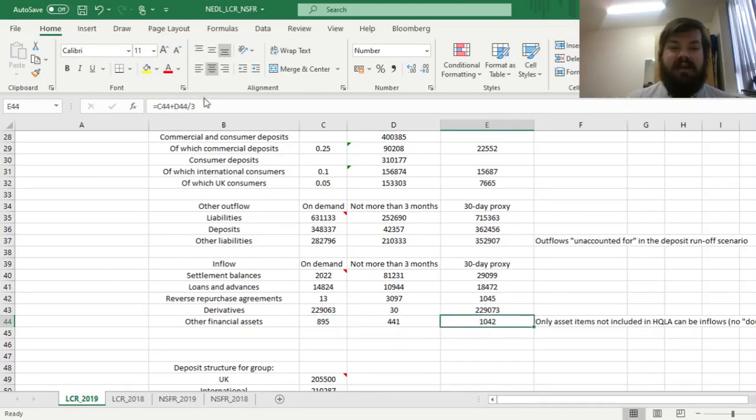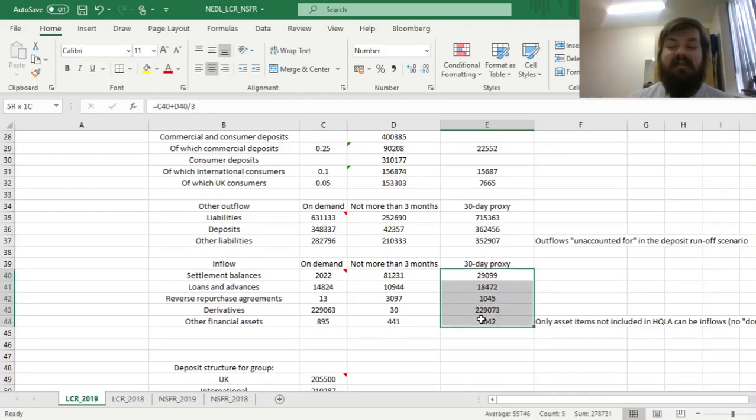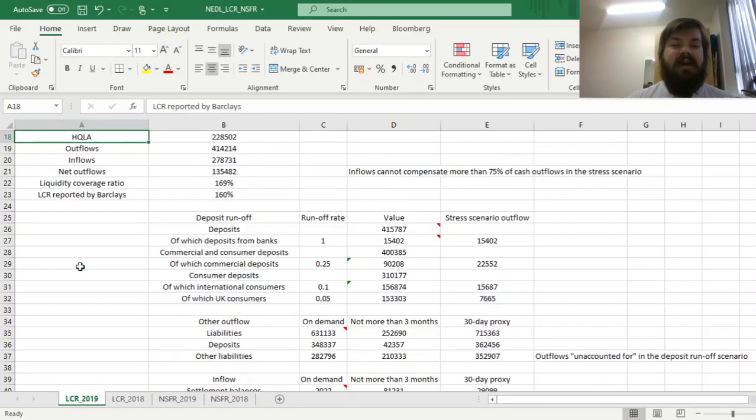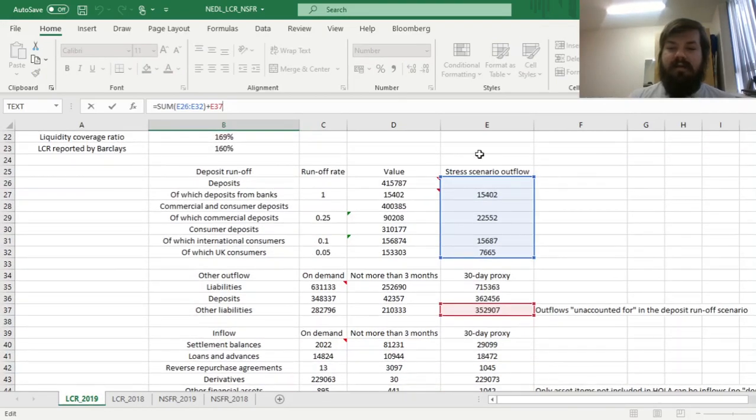And here we use the same logic of 30-day proxy being on demand plus not more than 3 months divided by 3, and we get expected inflows across all of these remaining asset categories. And now we can finally calculate and make sense of our inflows, outflows, and net outflows. So our outflows would be the sum of stress scenario outflows across deposit groups, subject to the runoff rates we were discussing, and the outflows from other liabilities unaccounted for in this calculation.